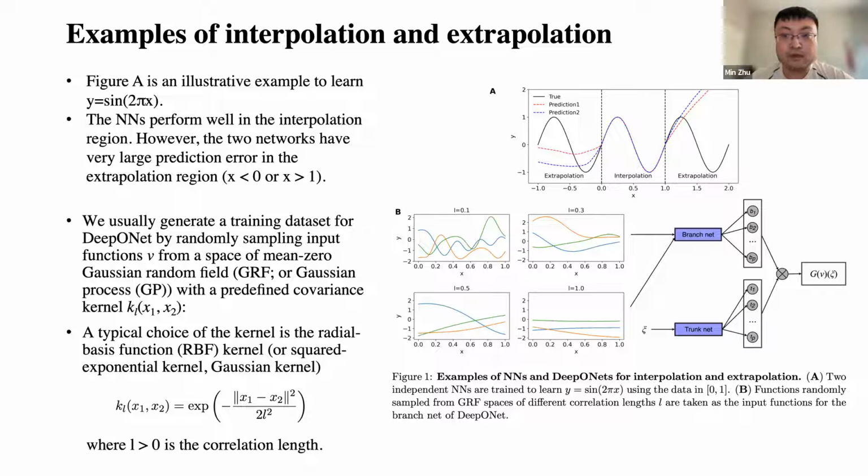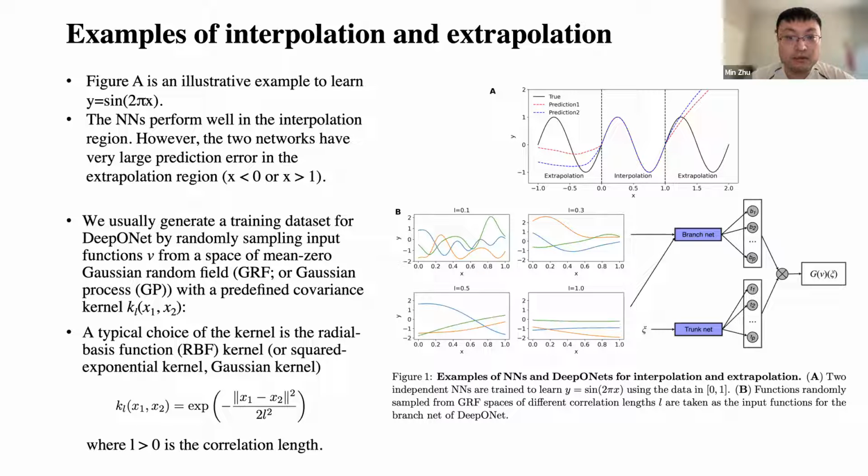Figure A shows illustrative examples where we trained two fully connected neural networks to learn the simple function y equals sin(2πx). The two neural networks perform very well in the interpolation range. However, those two networks have very large prediction errors in the extrapolation ranges. Also, the difficulty of extrapolation has been observed in DeepONet.